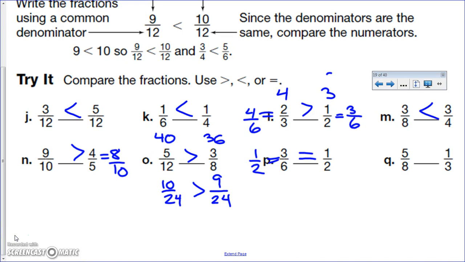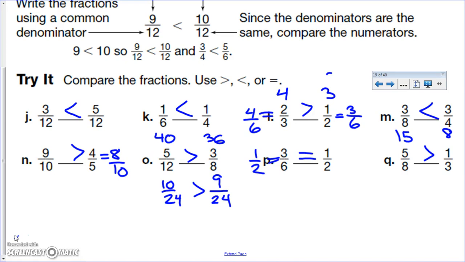Finally, for problem 2, if we use the cross-multiplying method, we have 5 times 3 is 15. We're going to put that above the 5/8. And then 8 times 1 is 8. We're going to put that above the 1/3. So we know 5/8 is greater than 1/3.